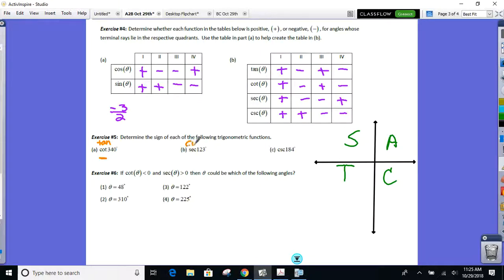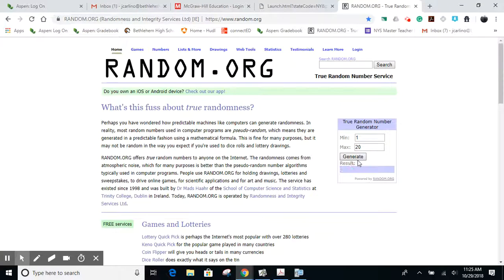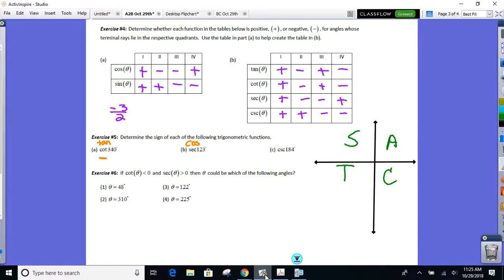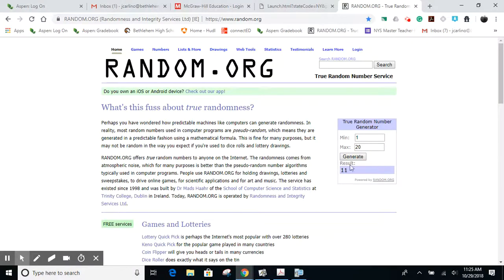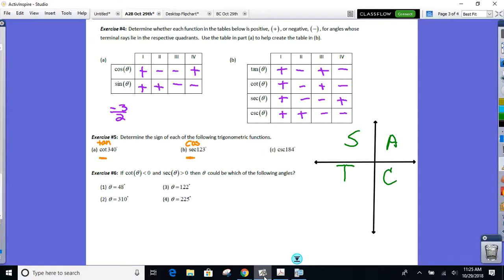Secant, I'm flipping cosine. So I just write a little cosine above and say, okay, 123, would it be negative or positive? Negative. Second quadrant. And how about 184 for cosecant? Negative, because that's sine and we're in the third quadrant. Negative.